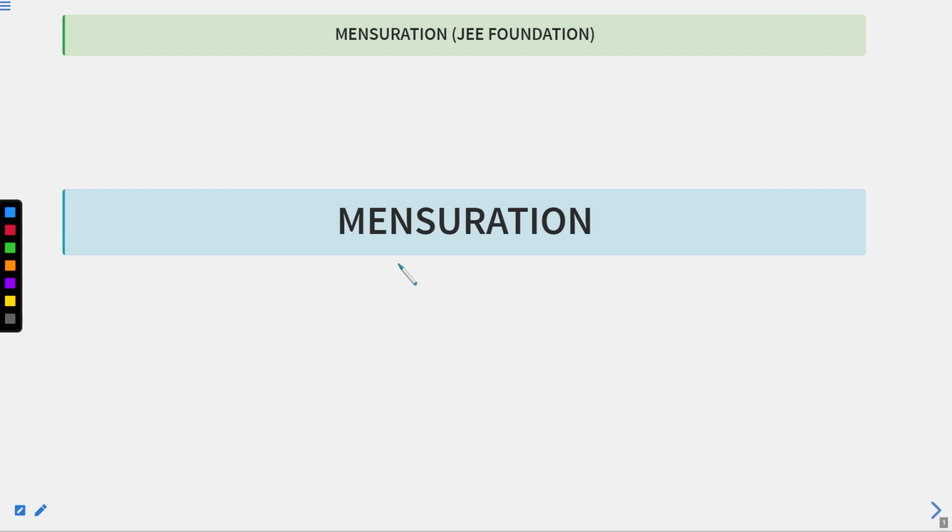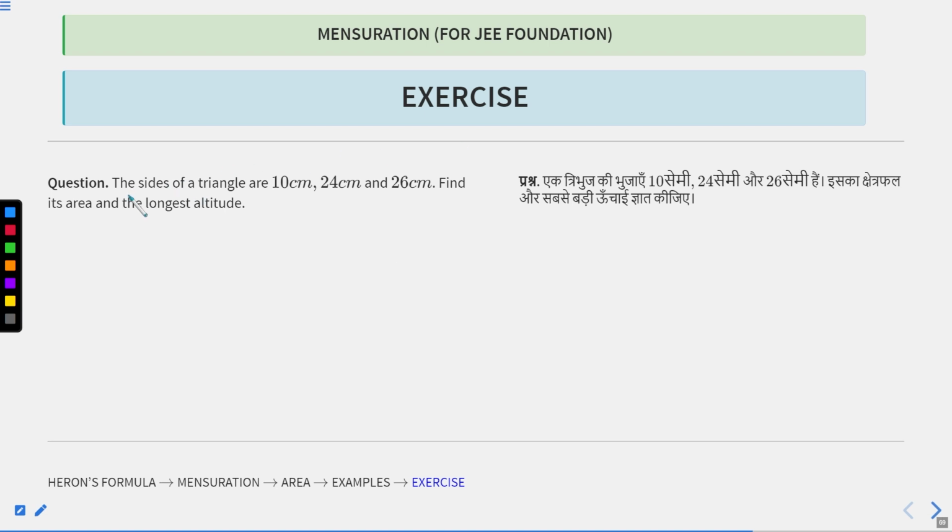So our first question says that if the sides of a triangle are 10 centimeter, 24 centimeter and 26 centimeter, then find out the area and the longest altitude. First of all, let me do a rough sketch so you have some idea what we are talking about. So I have one side of 10 centimeter, another is 24 and another is 26. Let's say this is 26 and this is 24. I hope this is clear.